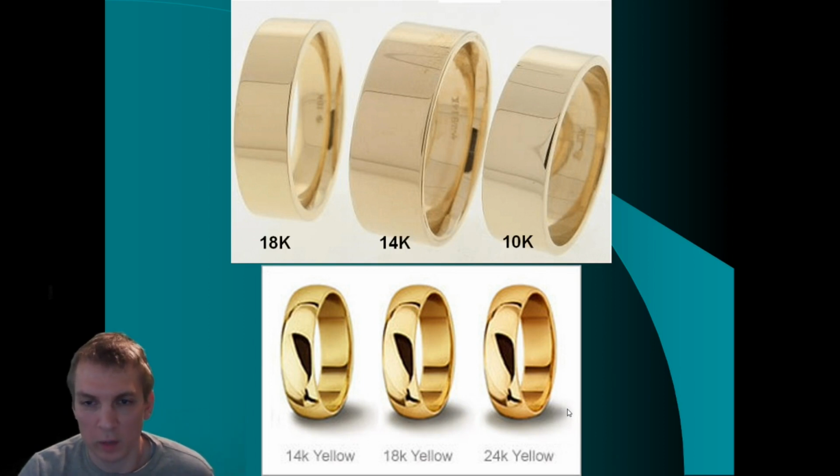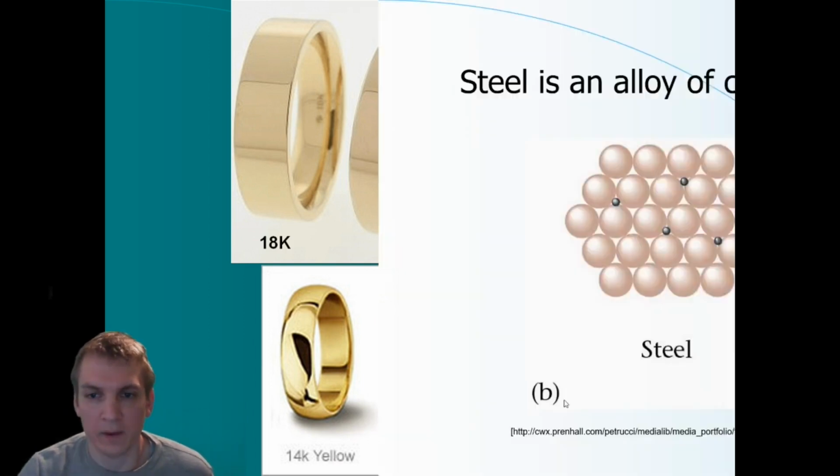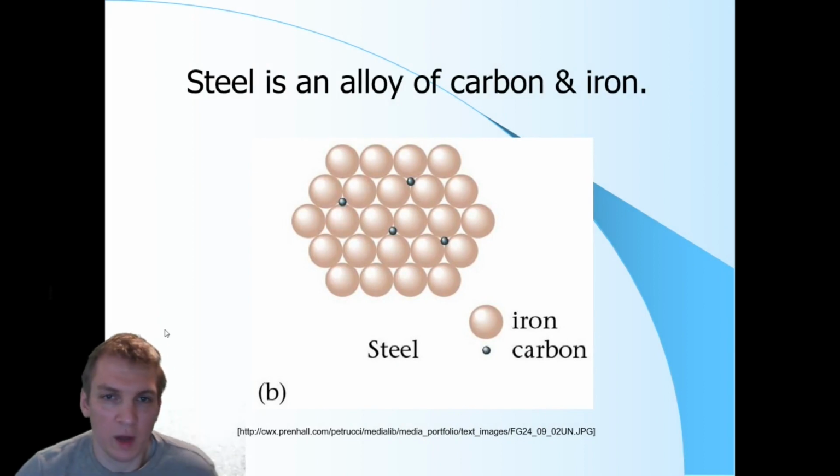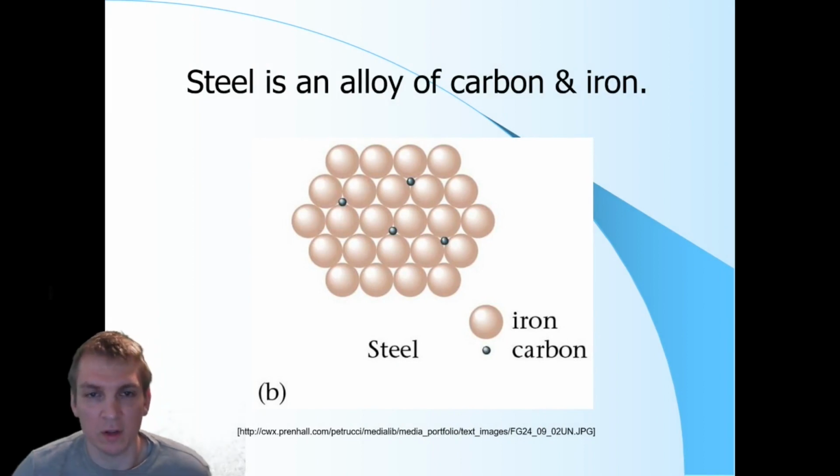So that just means it's 100%. All right. One last example of an alloy is steel. Steel was a great invention for people that made weapons or wanted to make strong things like nails or basically anything made out of iron.